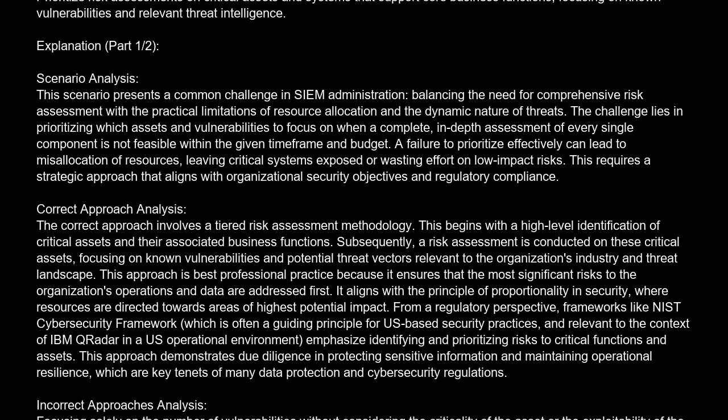This approach is best professional practice because it ensures that the most significant risks to the organization's operations and data are addressed first. It aligns with the principle of proportionality in security, where resources are directed towards areas of highest potential impact. From a regulatory perspective, frameworks like the NIST Cybersecurity Framework, which is often a guiding principle for U.S.-based security practices, and relevant to the context of IBM QRadar in a U.S. operational environment, emphasize identifying and prioritizing risks to critical functions and assets.